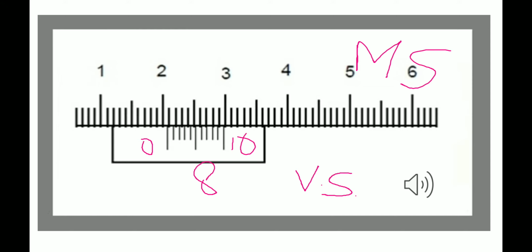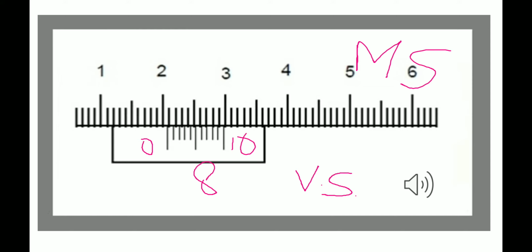The eighth reading is coinciding. We can see that the eighth division is coinciding exactly. It is coming like a straight line with the main scale reading. We don't have to pay attention to which main scale reading it is coinciding with. We just have to see which vernier reading is coinciding with the main scale. So here it is the eighth reading coinciding.